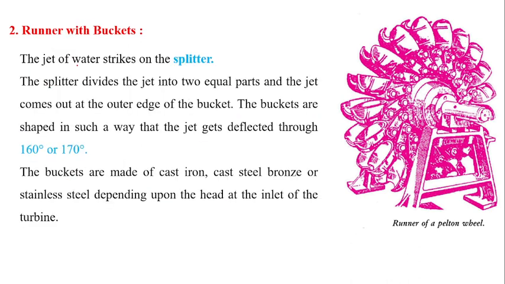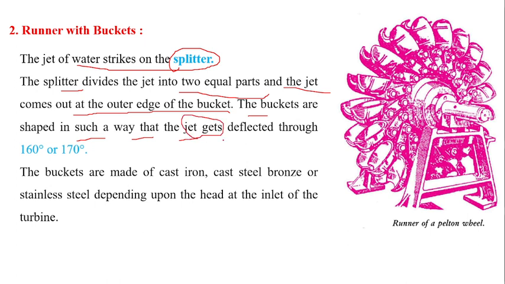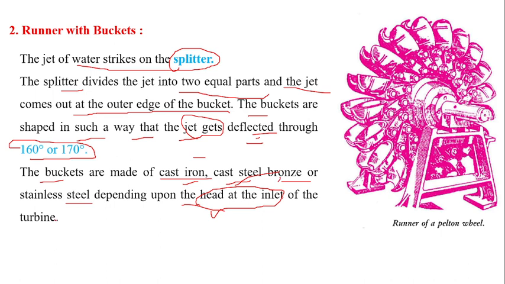In the runner with buckets, the water strikes the splitter, and the splitter divides the jet into two equal parts, and the jet comes out at the outer edge of the bucket. The buckets are shaped in such a way that the jet gets deflected after striking, around 160 to 170 degrees. The buckets are made of cast iron, cast steel, bronze or stainless steel, depending upon the head at the inlet. Based on the head at the inlet, we choose the metal.